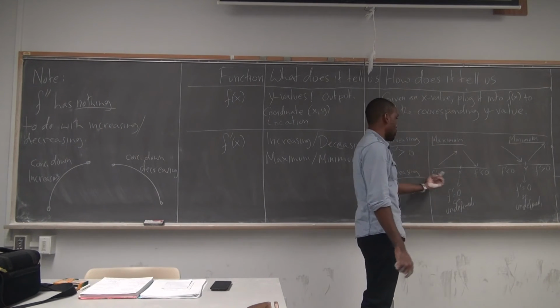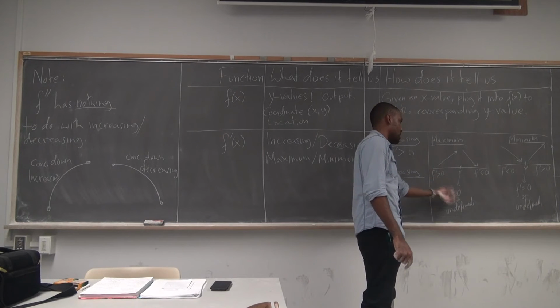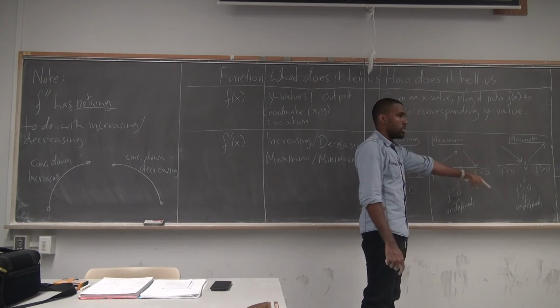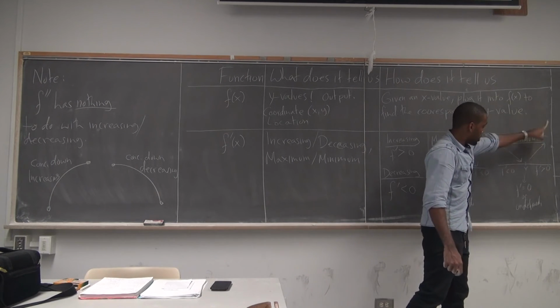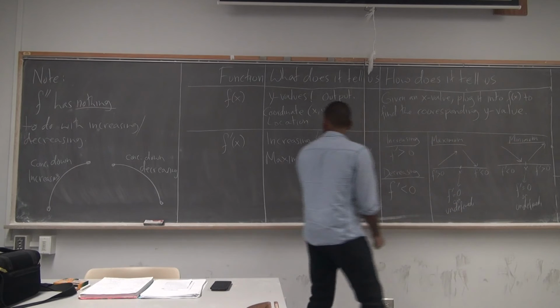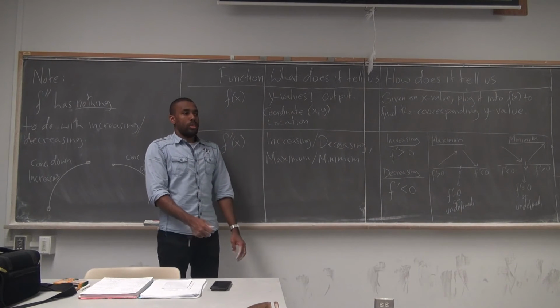And this is how you do it. You would be looking for a point where the derivative is 0 or undefined, and on the left it's increasing, on the right it's decreasing. That will give you a maximum point. If you're decreasing on the left, increasing on the right, that gives you a minimum point. Any questions?